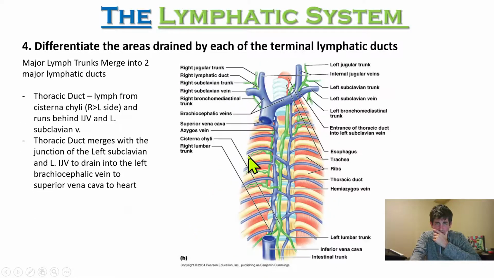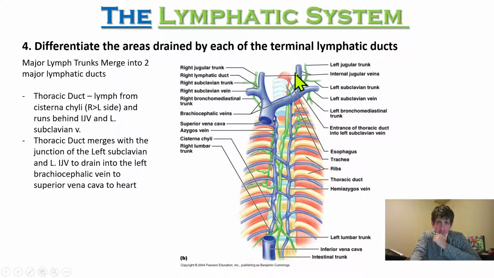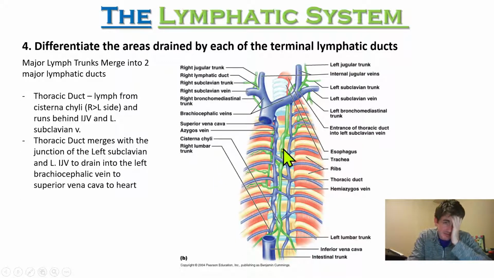But it's not going to drain our right thorax or our right arm or our head and neck on the right. But everything else, see this left jugular trunk and this left subclavian trunk, and the left bronchomediastinal trunk, all are going to drain into the thoracic duct. They're all going to drain into here. So all this head, neck, and left arm are draining into this one duct. So that's why all this is drained ultimately by this duct.